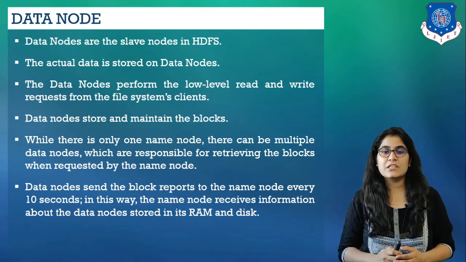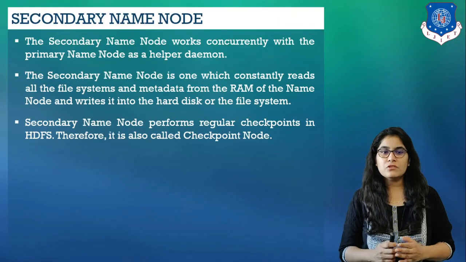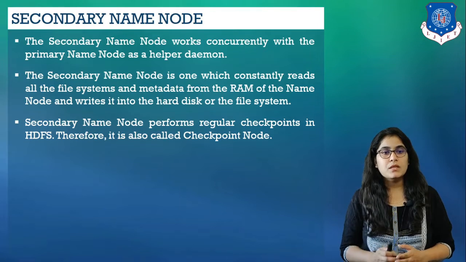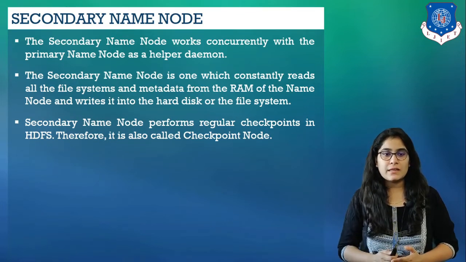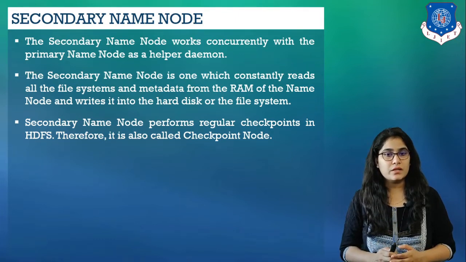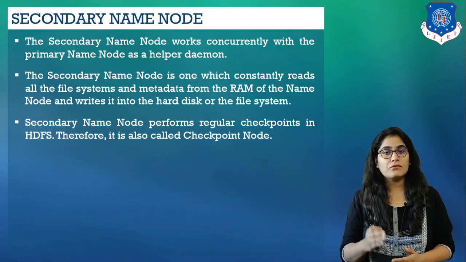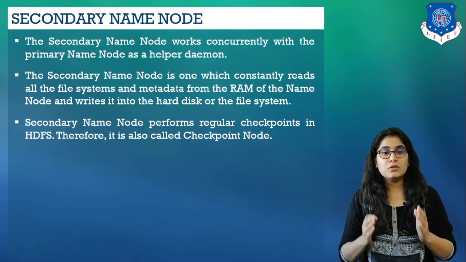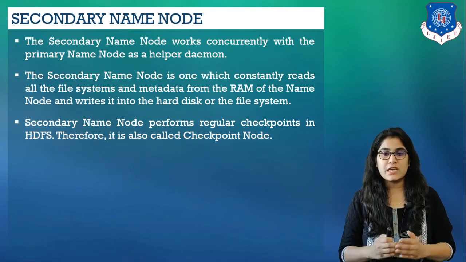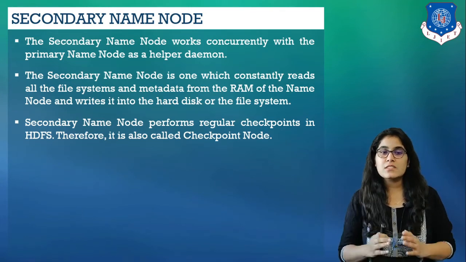Now let's discuss secondary name node. Apart from these two daemons, there is a third daemon or process called secondary name node. The secondary name node works concurrently with the primary name node as a helper daemon. And don't be confused about the secondary name node being a backup name node, because it is not. The secondary name node is one which constantly reads all the file system and metadata from the RAM of the name node and writes it into the hard disk or the file system. Secondary name node performs regular checkpoints in HDFS, and therefore it is also called checkpoint node.